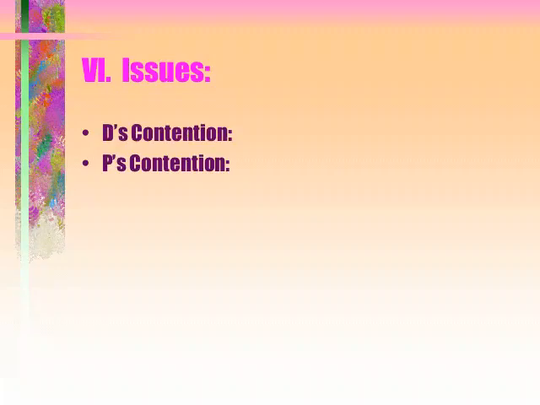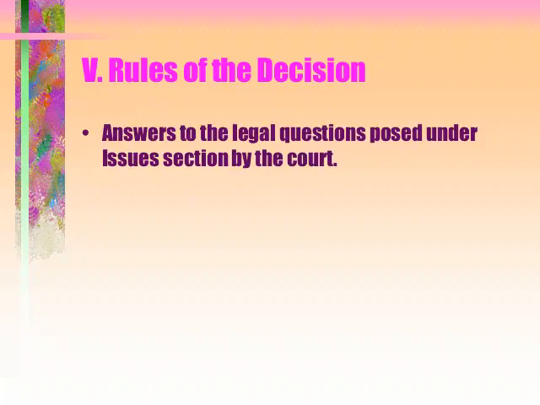Next are issues. There's two arguments. There's the defendant's argument or their contention, and there's the prosecutor's argument or contention. So D's contention and P's contention, another way of abbreviating. Next would be the rules of the decision. These are answers to legal questions posed under the issues section by the court. In other words, what is the law or precedent that is being cited here? Is there a penal code? Is there a previous case?